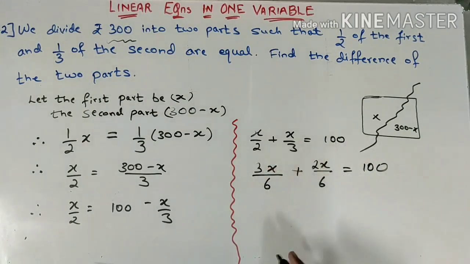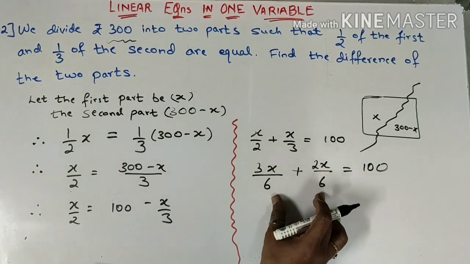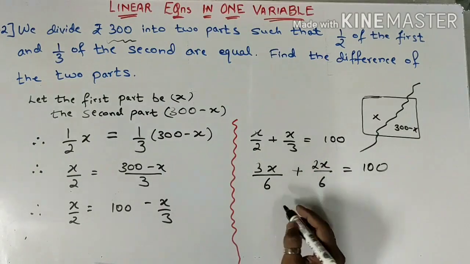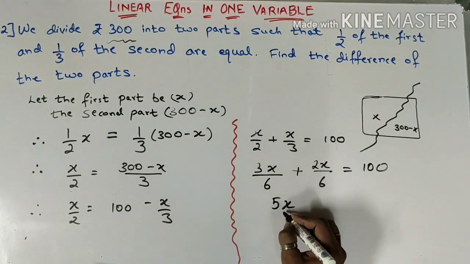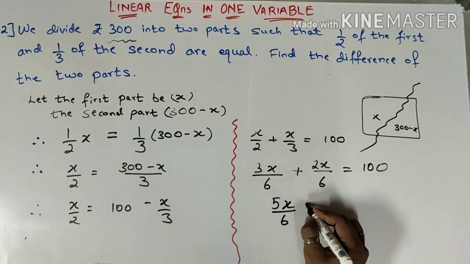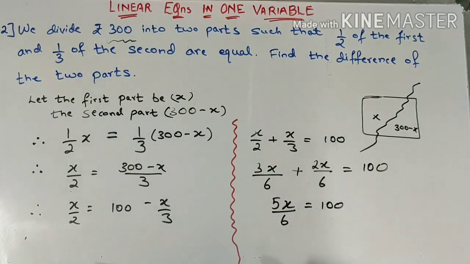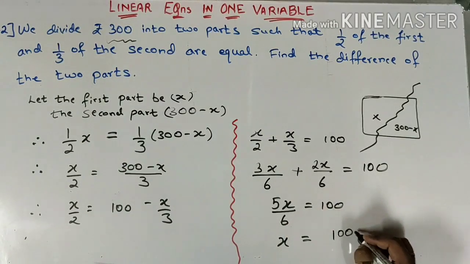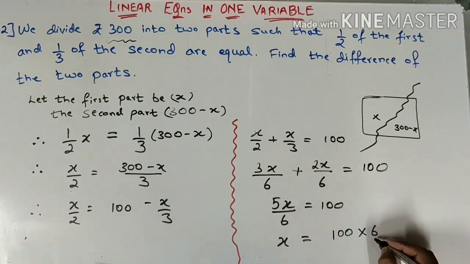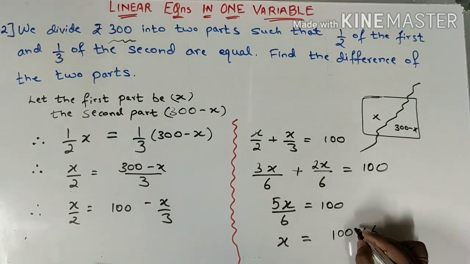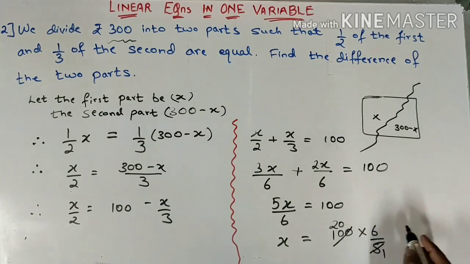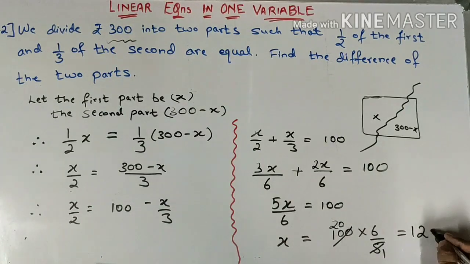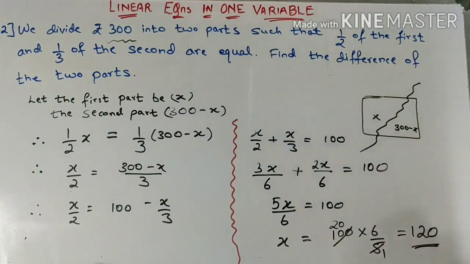Now 3x plus 2x upon 6. Now the denominators are 6. I don't mind adding them. So I have 5x by 6 is equal to 100. Keeping x on this side and taking all the known numbers on the other side. 6 is divided, so on the other side when it goes, it becomes multiplied. 5 is multiplied, it becomes divided. 5 ones are 5, 20s are 20 into 6 is 120. So my first number, the first part is 120.